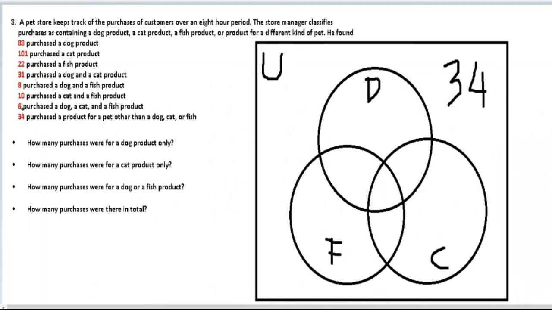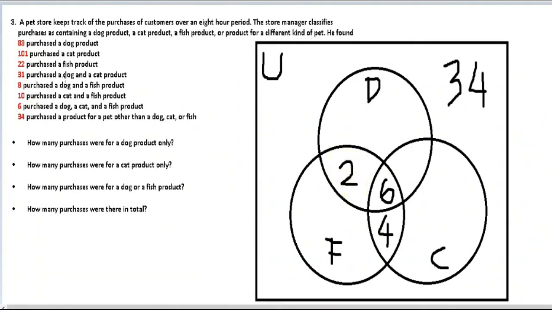Next, 6 purchase a dog, a cat, and a fish product. So, that is found here in our three intersecting circles. There are 6 purchases. Next, 10 purchase a cat and a fish product. So for the cat and fish product, there are 10 purchases. So we have already 6 plus 4 to make it 10. 8 purchase a dog and a fish product. So for the dog and fish product, there are 8 purchases. Just add 2 to make it 8.